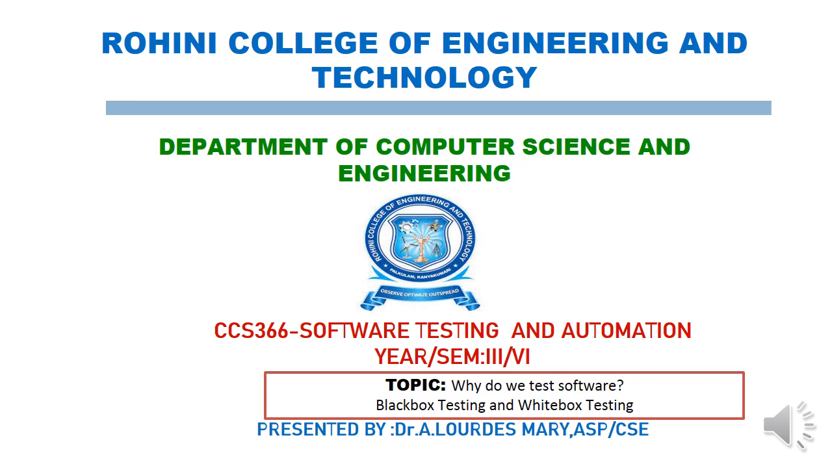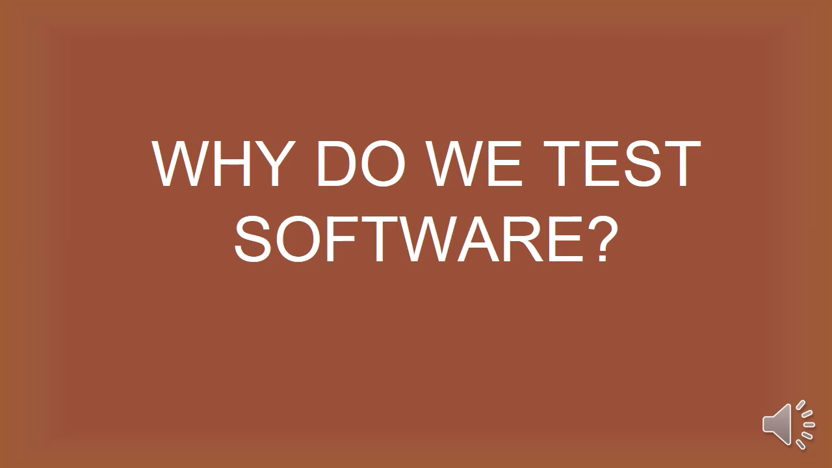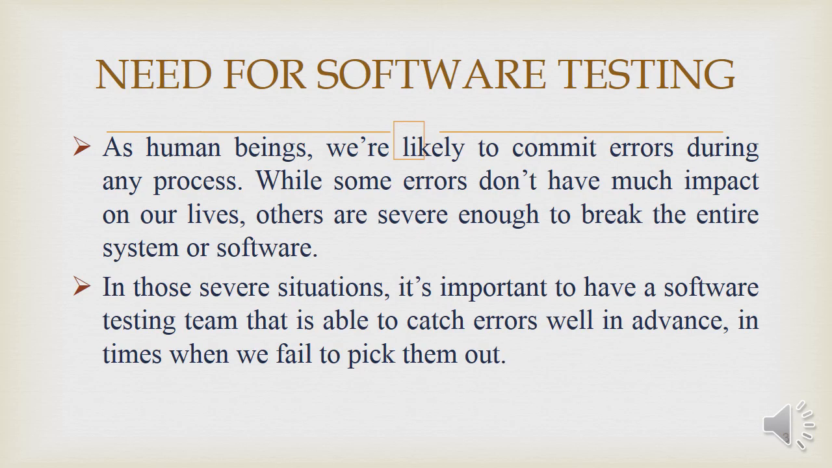The topic I'm going to take is why do we test software, black box testing and white box testing. So why do we test the software? What is the need for that? As human beings, we are prone to errors. We will be committing errors during any process. While some errors don't have much impact on our lives, in software they can be severe enough to break the entire system.